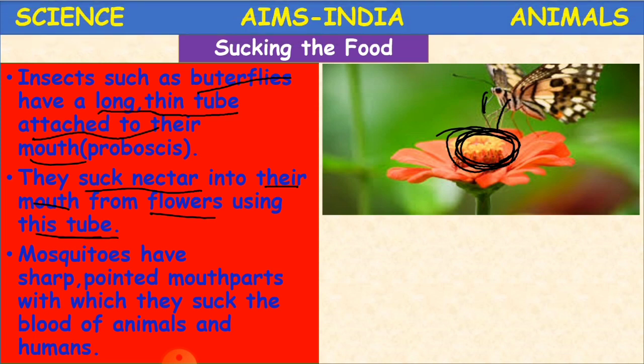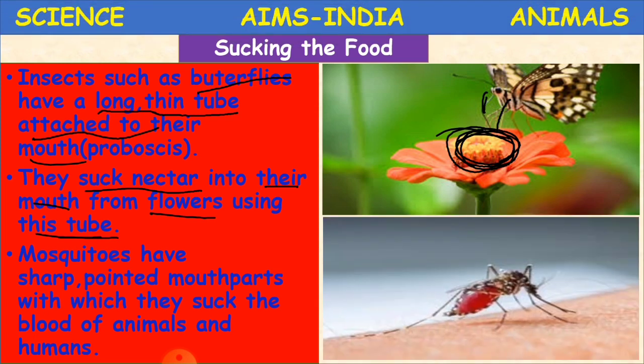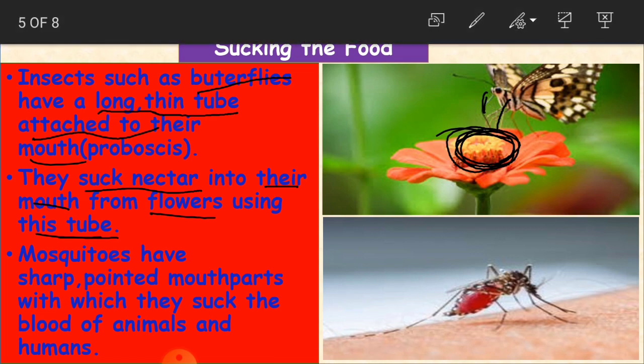And mosquitoes have sharp pointed mouth parts with which they suck the blood of animals and humans. See, children, how dangerous are the mosquitoes. Even we learned in our previous topic, previous part of animals, that mosquitoes, flies, cockroaches are very harmful. Why are they harmful? Because they suck the blood of animals and humans, so by this we will get attacked by different types of diseases.